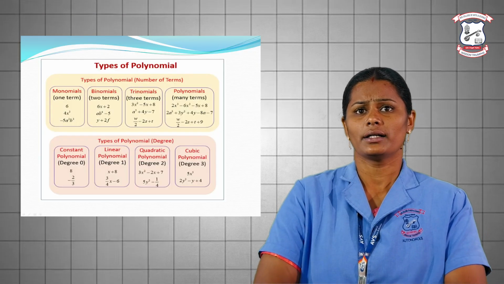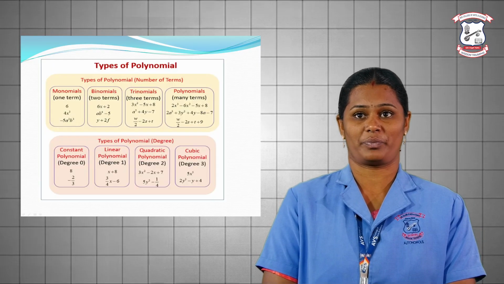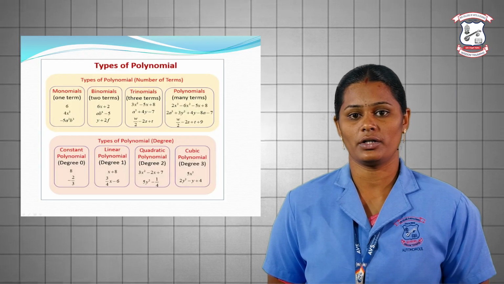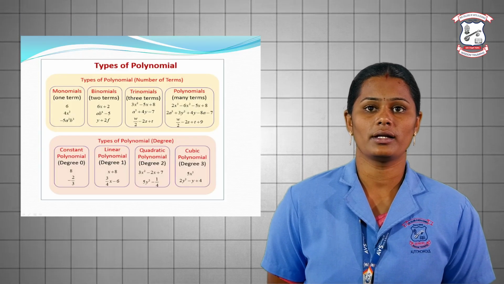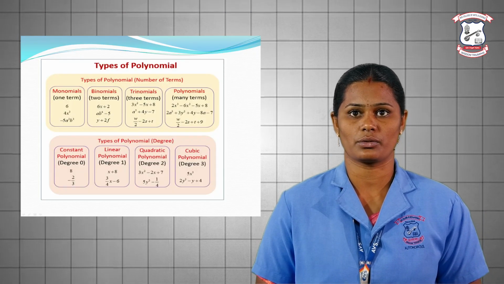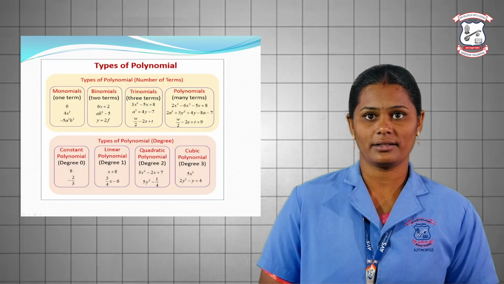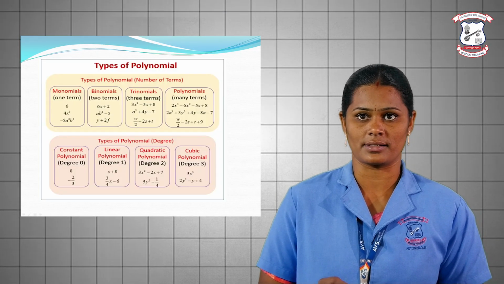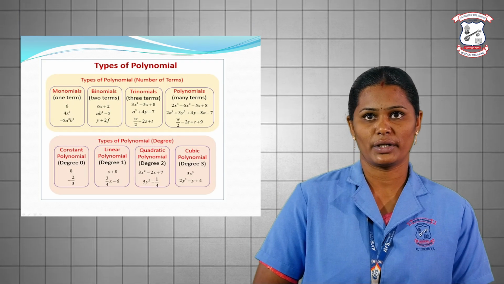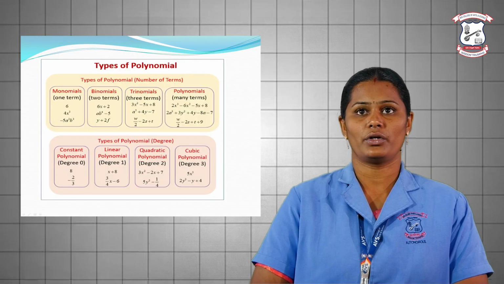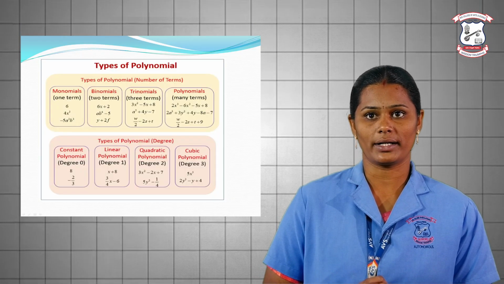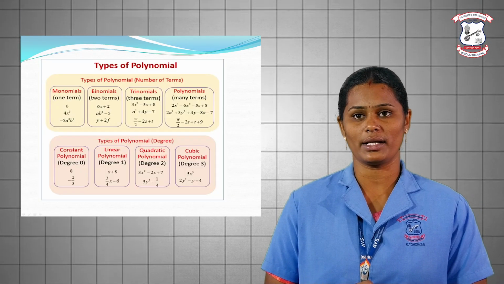And next one, constant polynomial. So degree-wise types of polynomial: first one is constant polynomial. A constant polynomial means there is no variable, only a constant is given in the equation. That is called a constant polynomial, and its degree is 0. And then next one, linear polynomial. A linear polynomial is nothing but the binomial we already saw. The degree is only 1. Degree 1 means they are giving a variable and a constant.